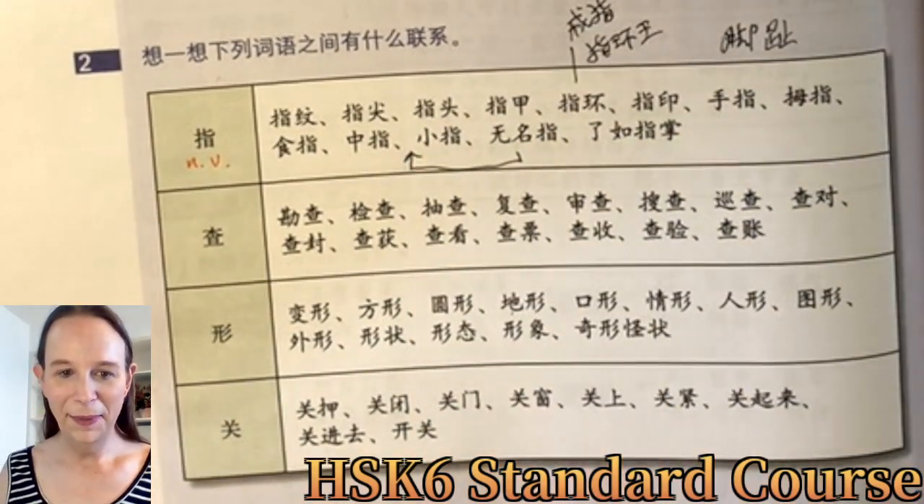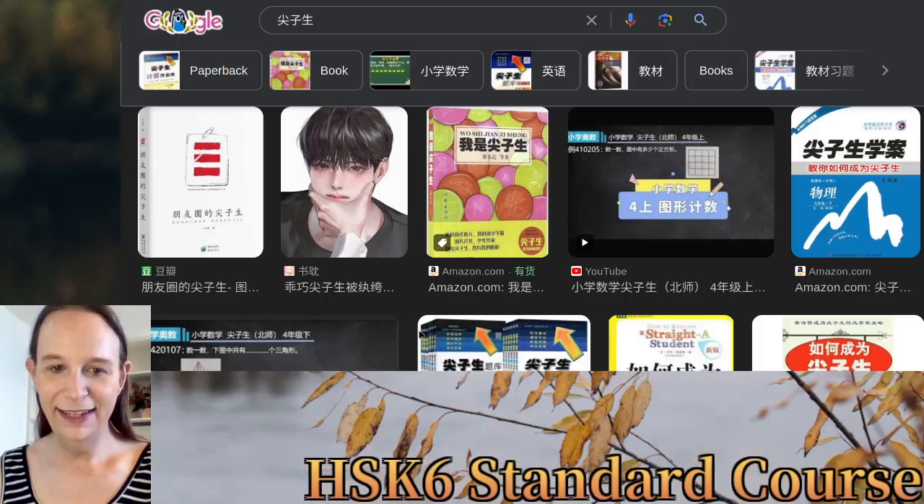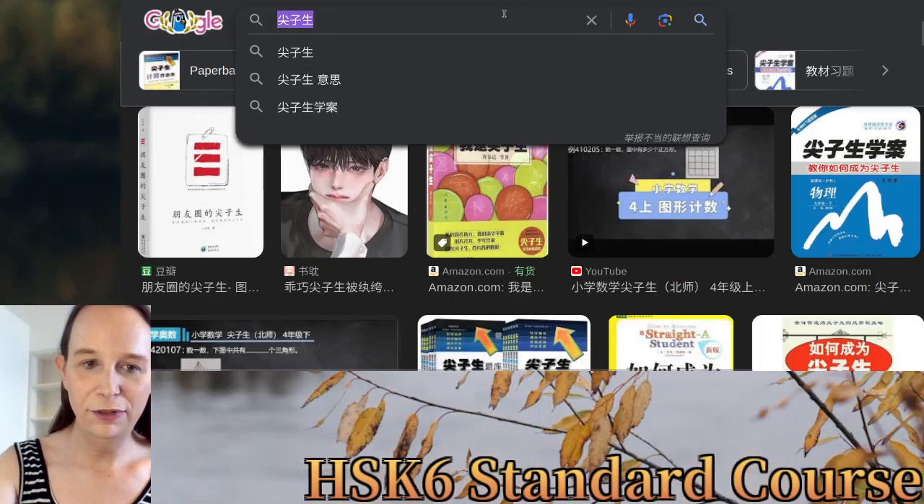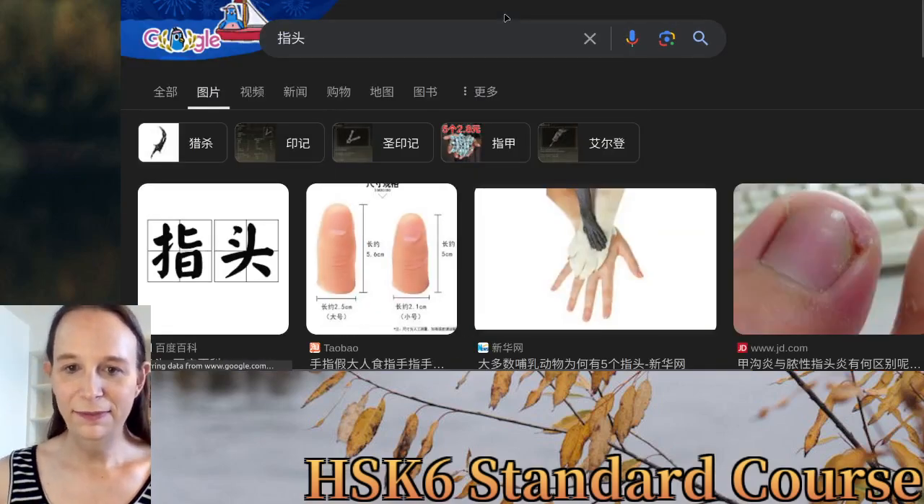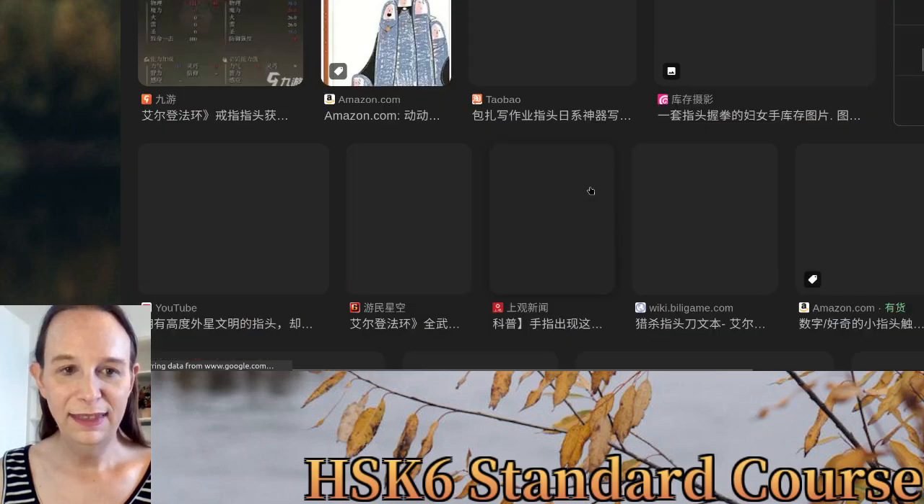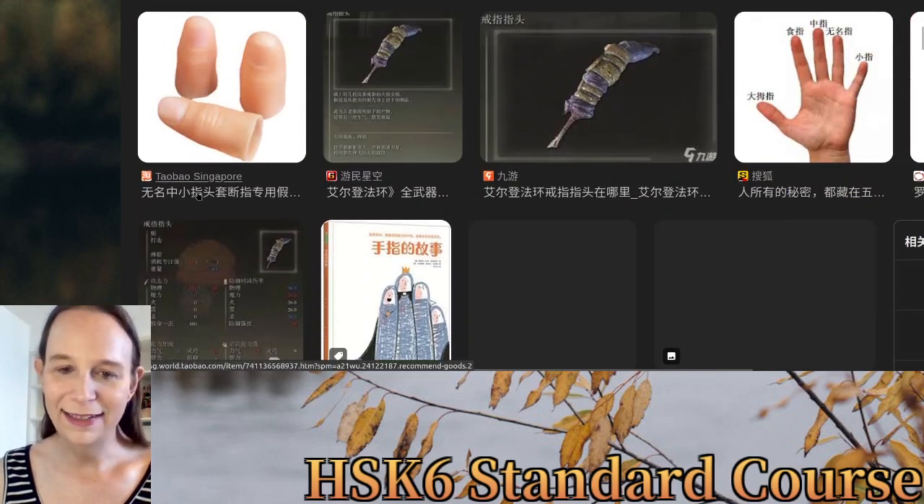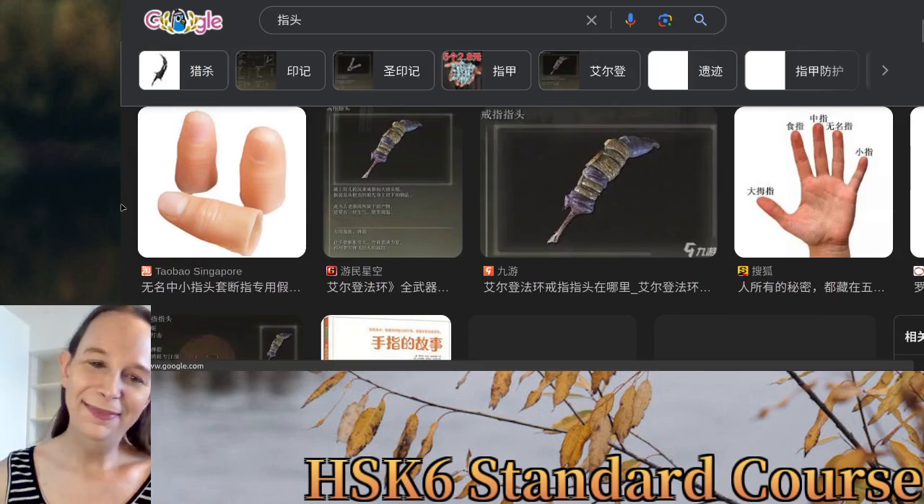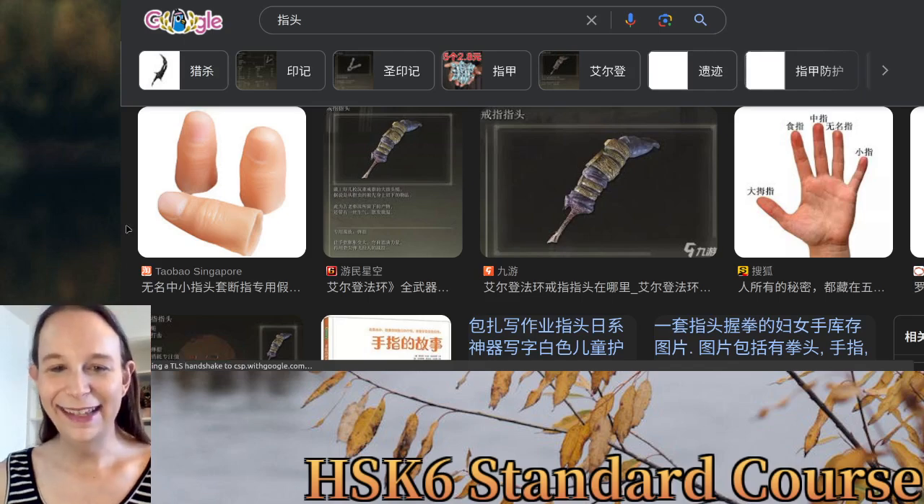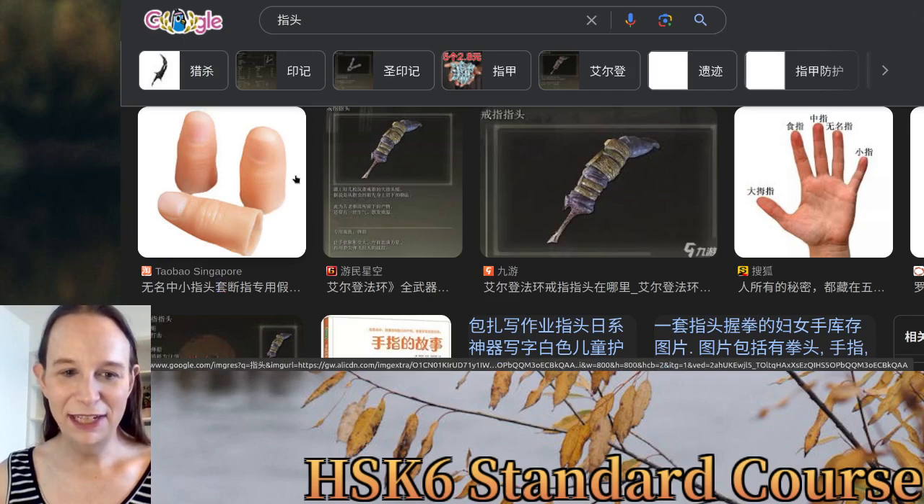Okay, 指头. This is one of the ways of saying finger. So 指 is finger, but 指头 is also finger. I don't think the 头 has any real meaning here. Actually, I suppose it can mean the top of your finger. These look like they would be used for magic tricks, right?